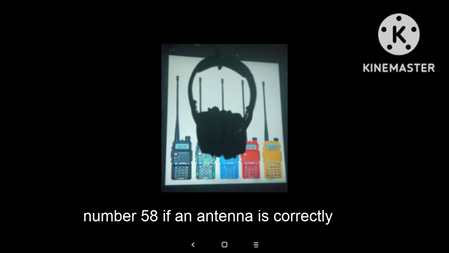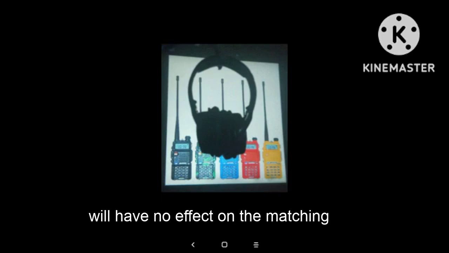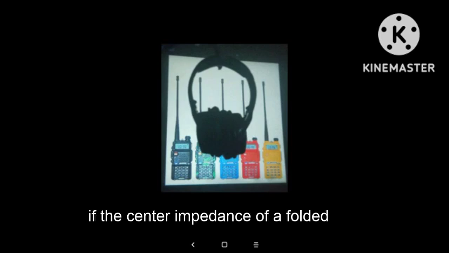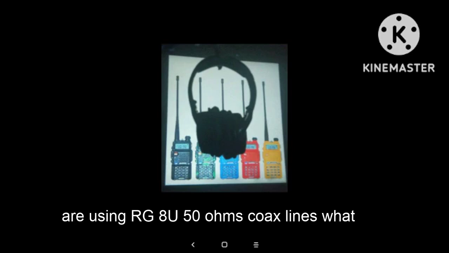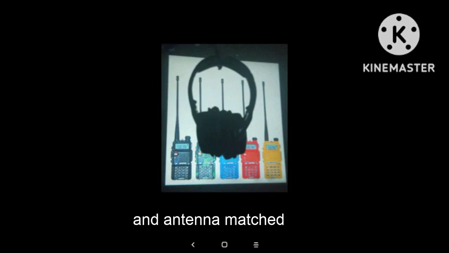Number 58. If an antenna is correctly matched to a transmitter, the length of transmission line will have no effect on the matching. Number 59. If the center impedance of a folded dipole is approximately 300 ohms and you are using RG8U 50 ohms coax lines, what is the ratio required to have the line and antenna matched? 6:1.